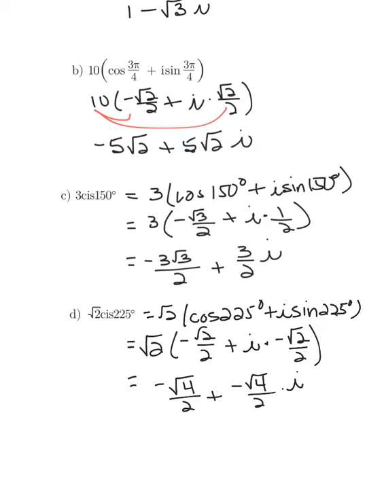Negative square root of 4 is the same thing as negative 2. Negative 2 over 2 gives me negative 1. We could write plus a negative, or you can just write minus 1I. Or if you want to, you can just write this as negative 1 minus I. They are the same thing.